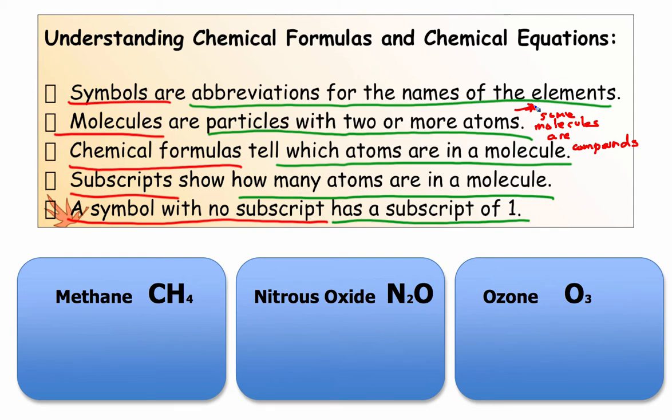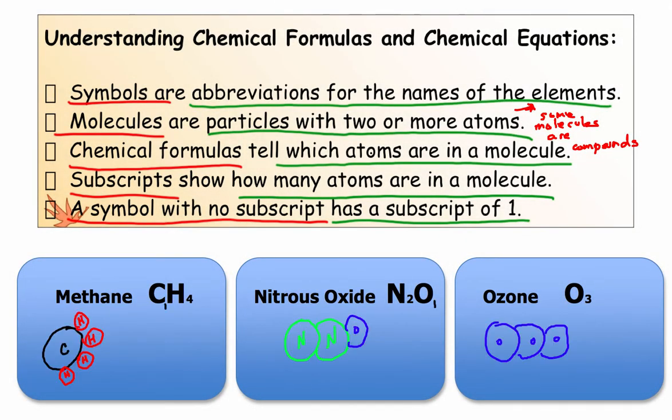Again, I'd appreciate it if you would pause for a minute and try to sketch the atom models of the compounds noted below. Methane is CH4, nitrous oxide is N2O, and ozone is O3. Those are chemical formulas that describe those molecules. Pause and see if you can sketch those right now, and then turn the video back on when you're done to see if you've sketched them correctly.